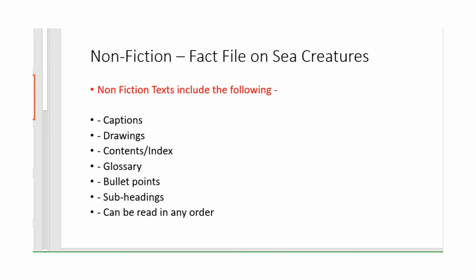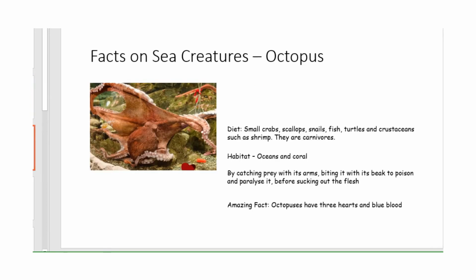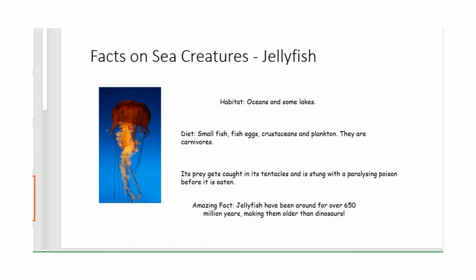Bullet points, there can be a list. It could be, say, habitats, that's places where it lives. It could give a list using bullet points of the places where it lives. It can have subheadings, so it could be sea creatures, it could be octopuses, it could be habitats, it could be diet. And it can be read in any order. So I've done lots of fact pages on different sea creatures, but you don't have to read the octopus first. You could read the jellyfish.